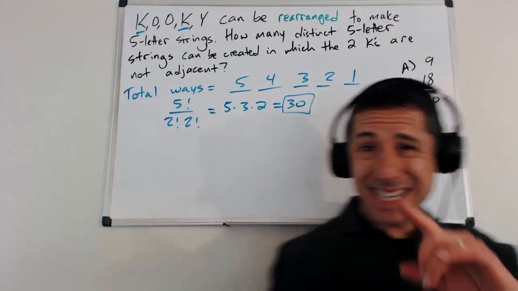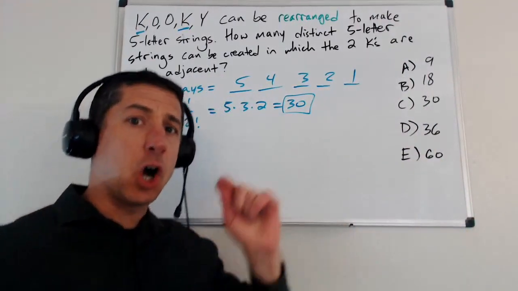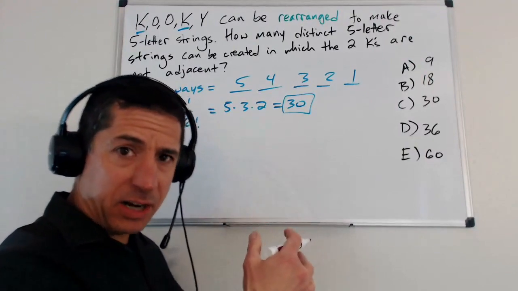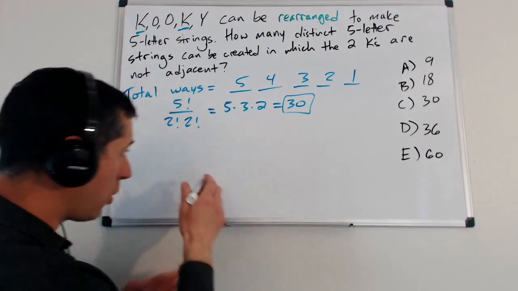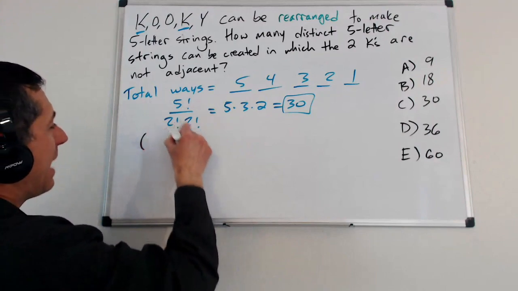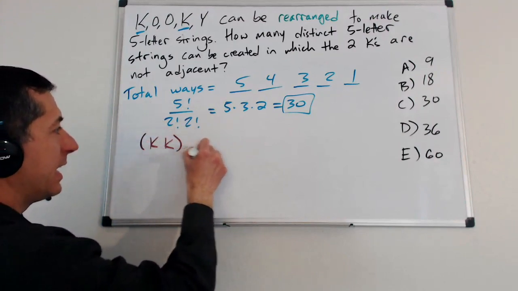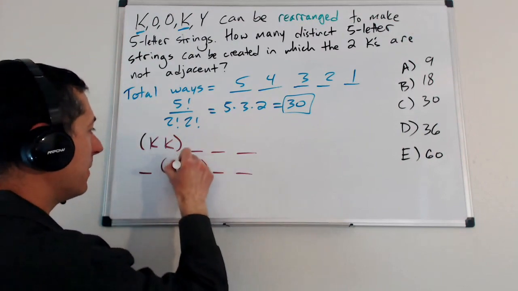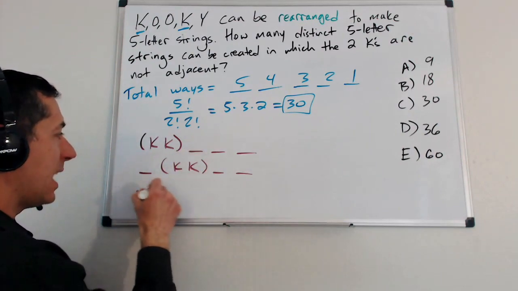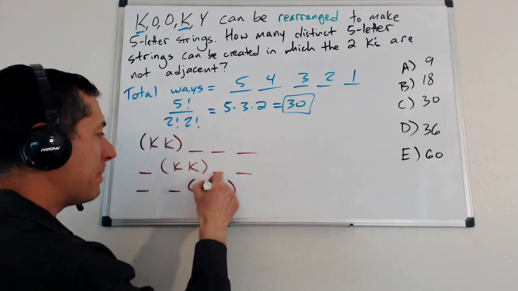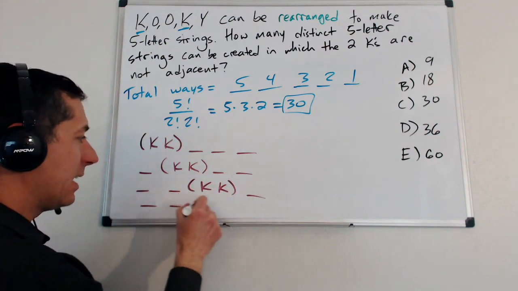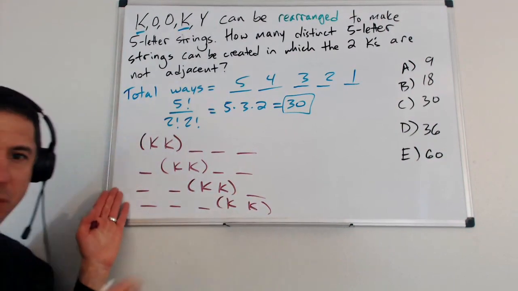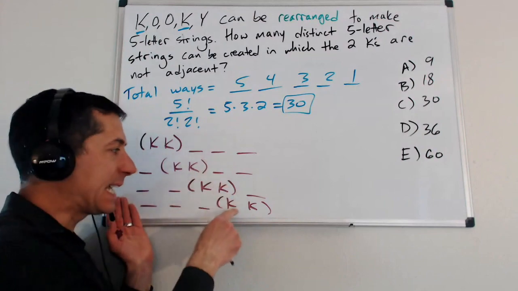Lots of different ways to approach this. My preferred way is to say it's a lot easier for me to think about ways that they are adjacent. And I can draw myself a picture to guide myself along here. So if you don't see the shortcut right away, no problem at all. I think, well, what happens if I get the KK over here? And then I've got 3 more slots. I could have the KK here. I still have 3 more slots. And these are all going to function the same way. There's really only 4 different ways to place those 2 adjacent Ks.